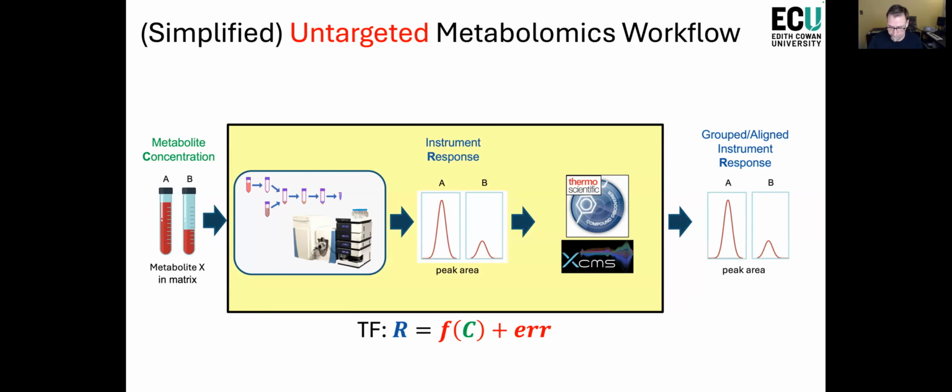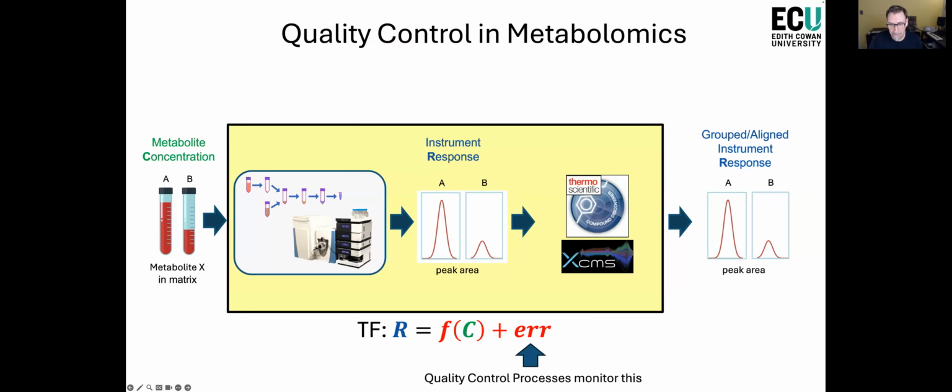And that's what we're doing for untargeted metabolomics. If we think of this whole system as one big transfer function, we're getting a response, which is a function of the concentration plus some sort of error. And the quality control processes are used to monitor this error to see how bad it is, and also to try and minimize it if possible, either experimentally or computationally. And this talk will be talking about the computational aspects of this, hence the data-driven title.